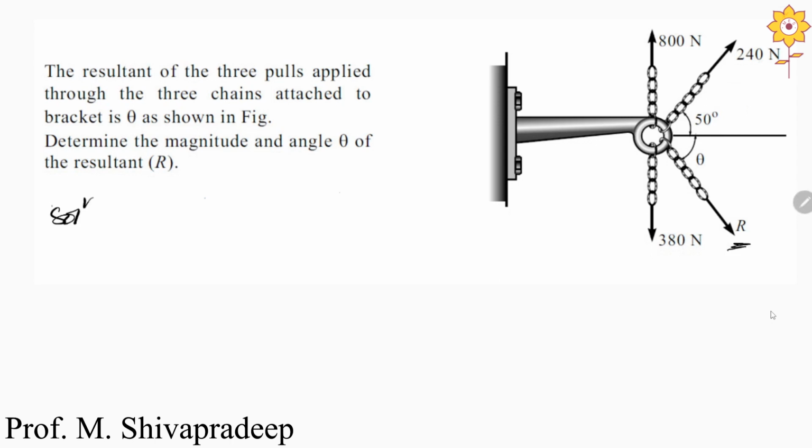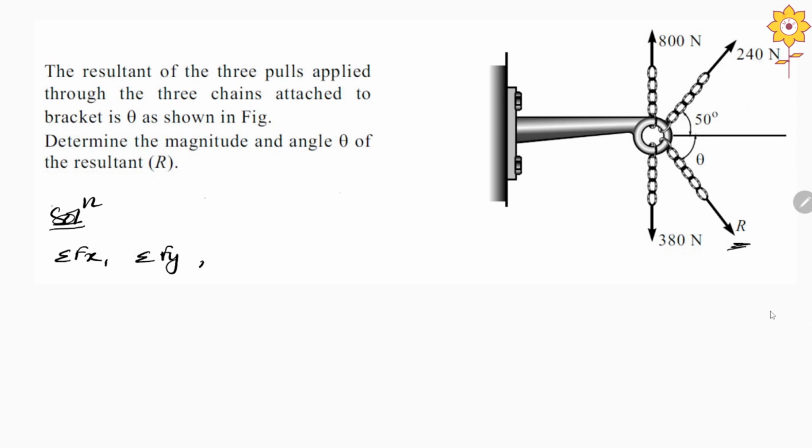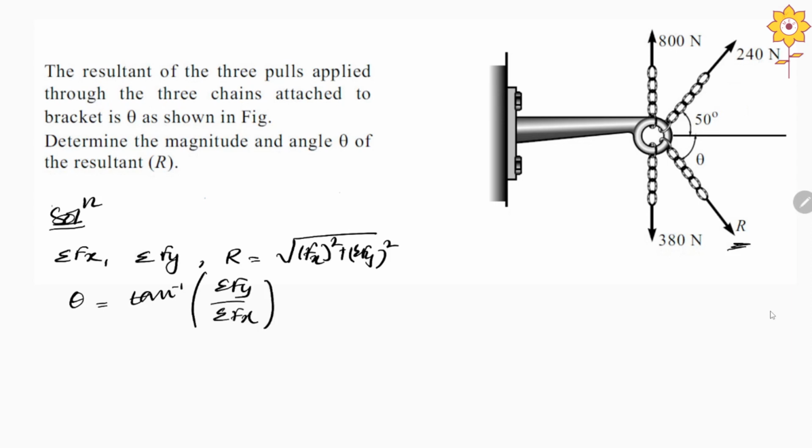So, solution. To find out the resultant, we need summation of Fx and summation of Fy, and we know the formula R equal to root of summation of Fx square plus summation of Fy square. And to find out theta, theta will be equal to tan inverse of summation of Fy divided by summation of Fx. So these are the terms we are going to use to solve this problem.